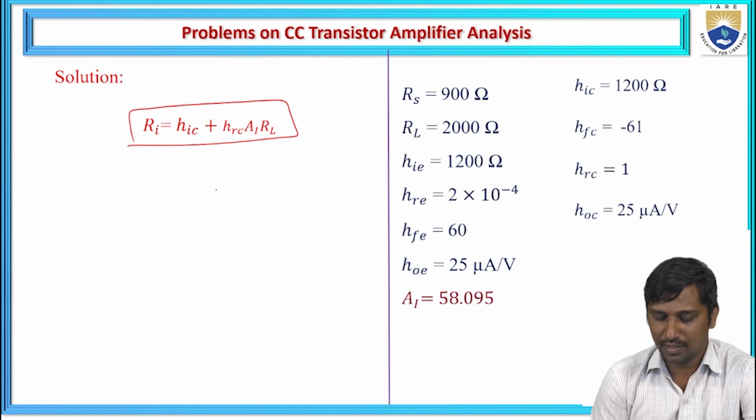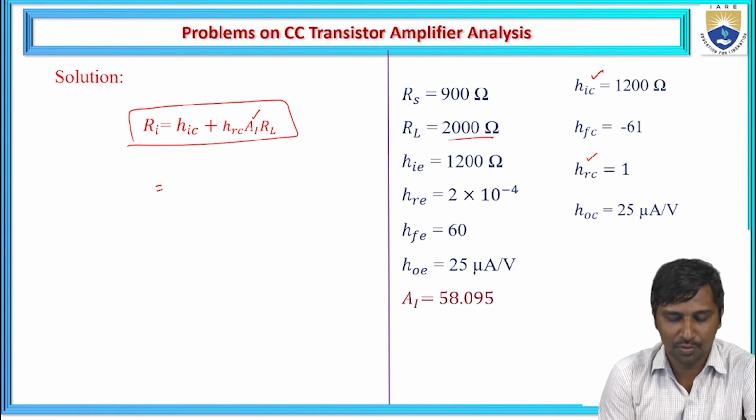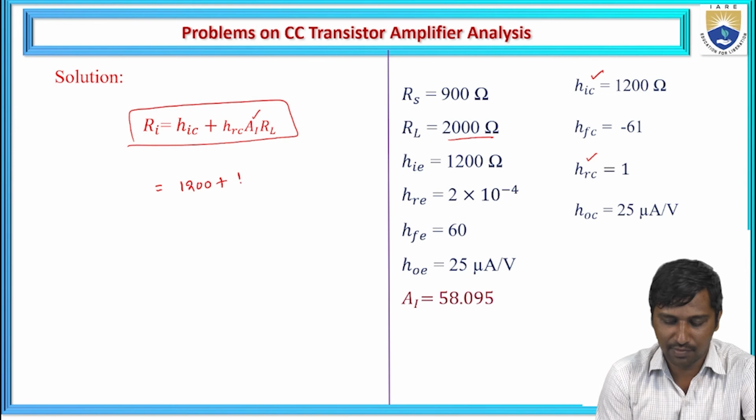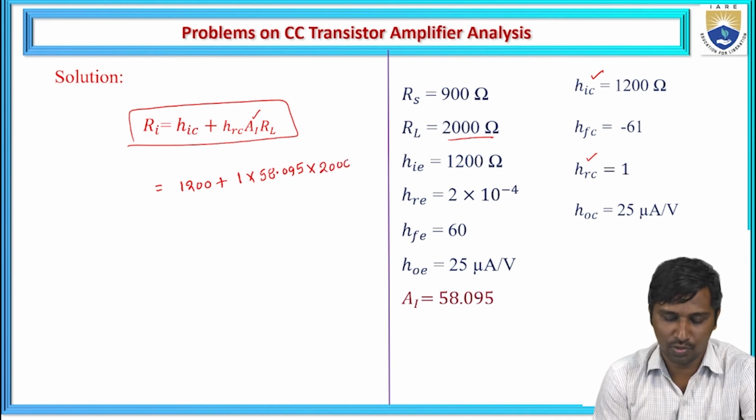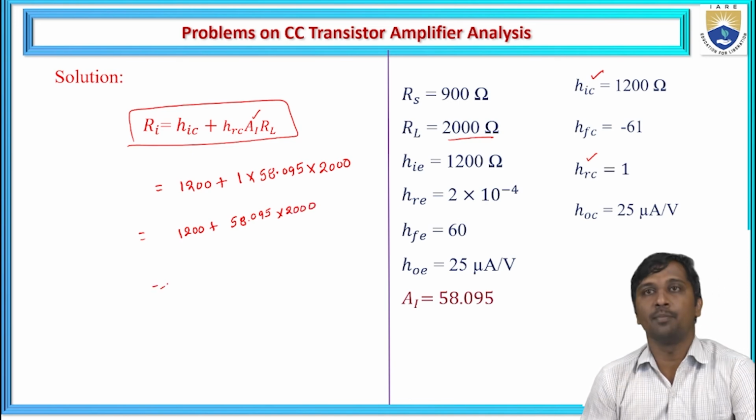So if you observe this one, HIC we calculated, and HRC also we calculated. The current gain we just observed, and the load resistance is 2000 ohms. Now you can simply substitute these values. HIC value is 1200 ohms plus HRC, reverse voltage gain, that is 1, times the current gain 58.095 into the load resistance 2000. So this is 1200 plus 58.095 into 2000. Now you can simplify this one.